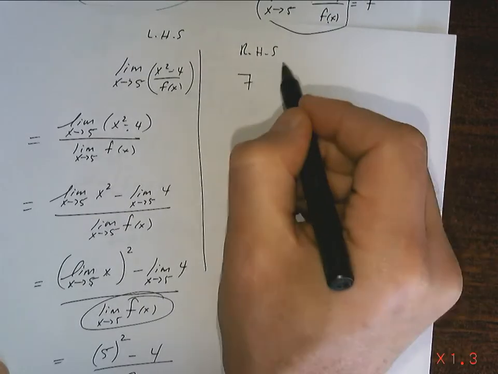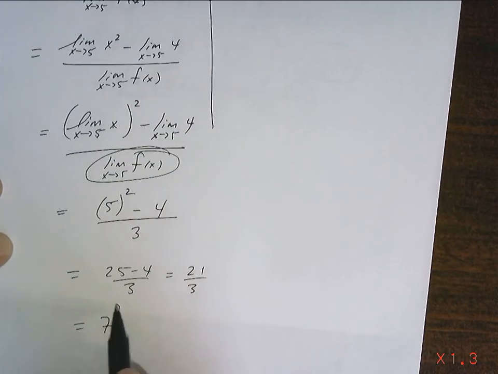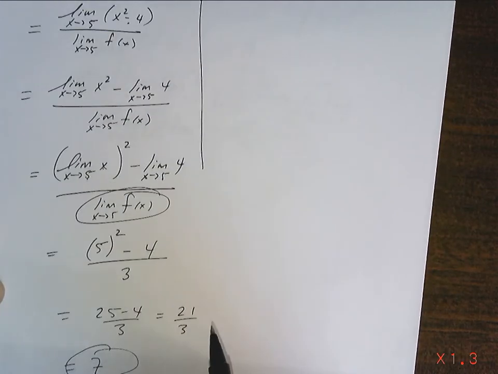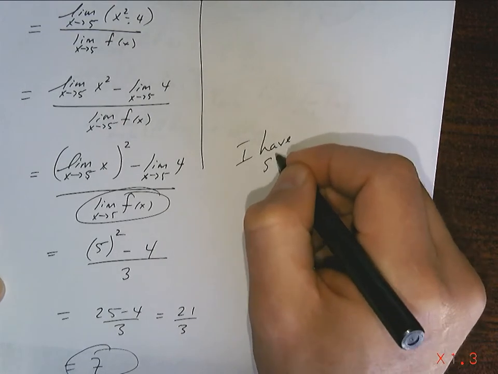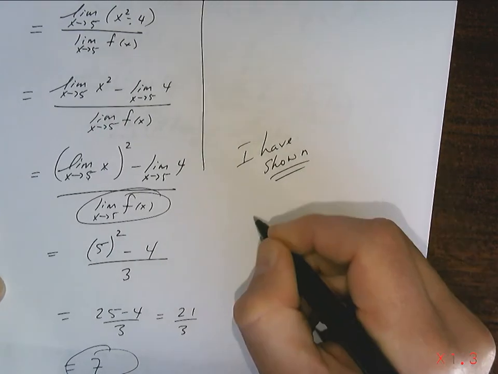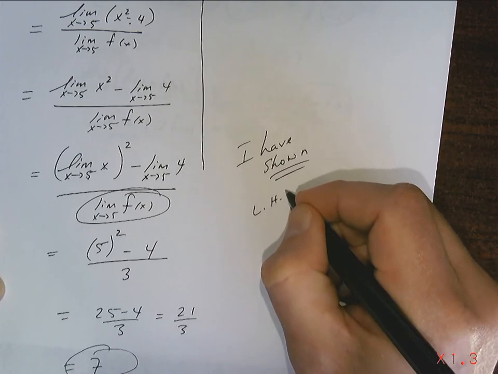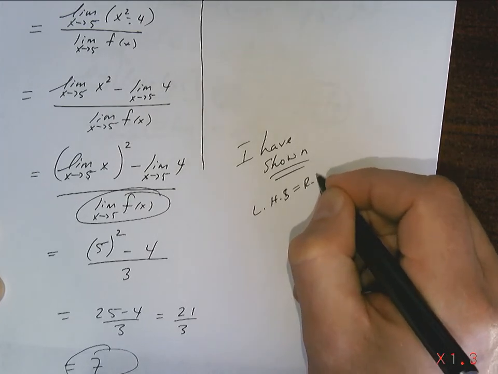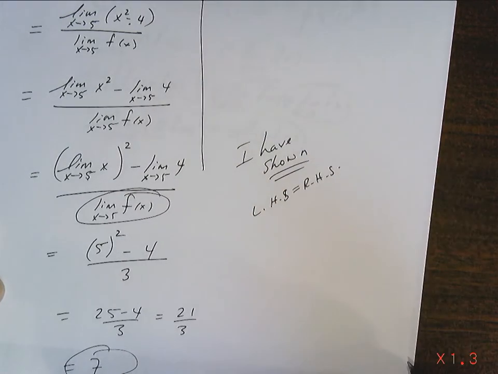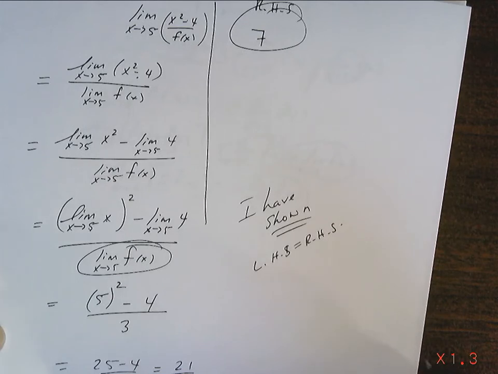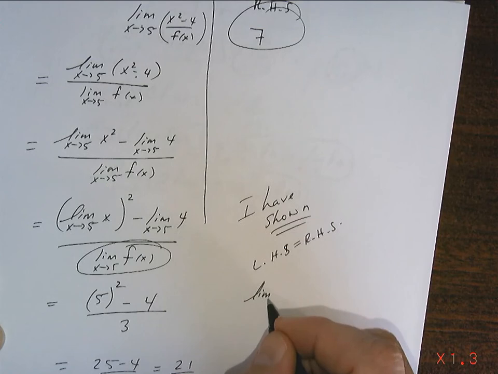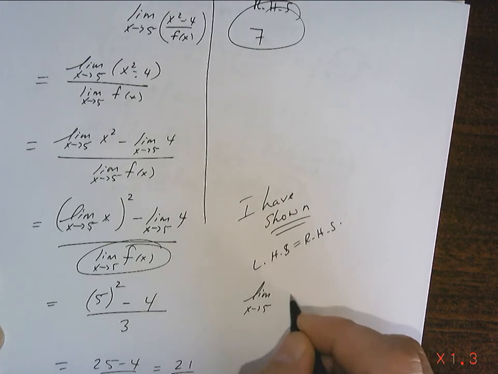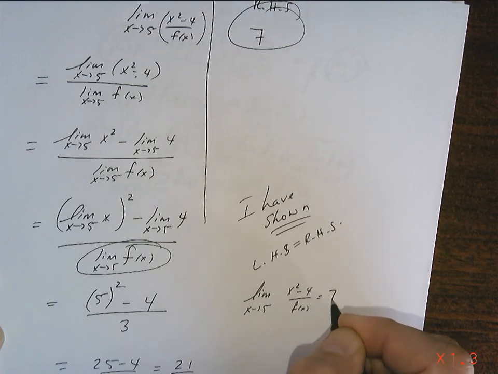And so look, my right-hand side is 7, my left-hand side is 7. Therefore, I have shown that left-hand side equals right-hand side. That's familiar of the checks that you used to do in grade 9 and 10 with linear functions. And so what you've actually shown is that the limit as x approaches 5 of x squared minus 4 over f of x equals 7.